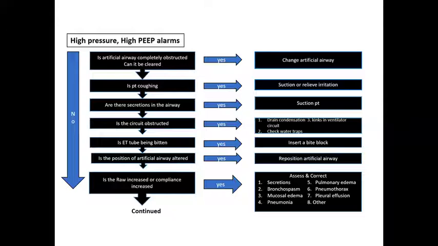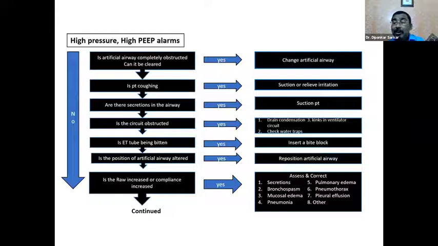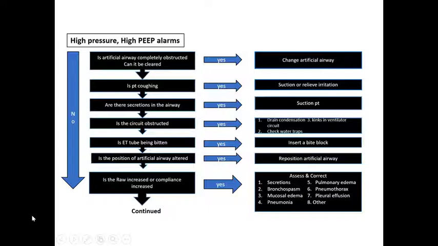High pressure alarm, high PIP alarm. This is the commonest way the ventilator talks to the nurse and the respiratory therapist. High pressure, high peak alarm. Is the artificial airway completely or partially obstructed? If yes, change or clean the artificial airway. If the patient is coughing, check it. If the coughing is there, look for the cause of coughing and alleviate it. If there is any secretion, suction the secretion and do relevant cleaning if required.